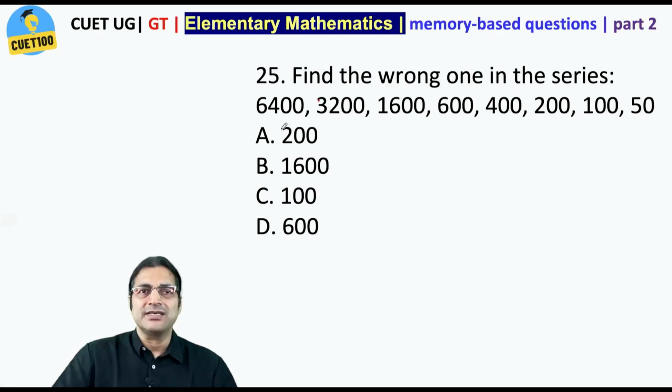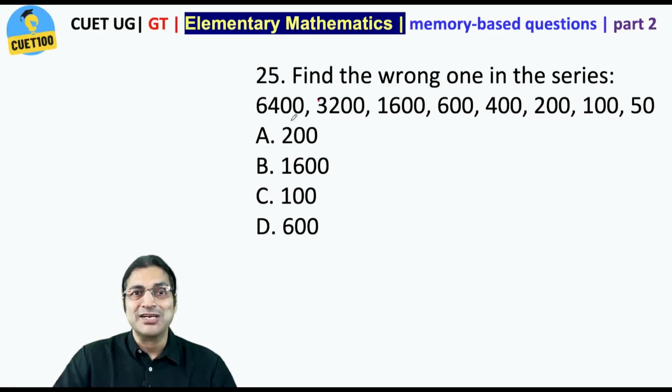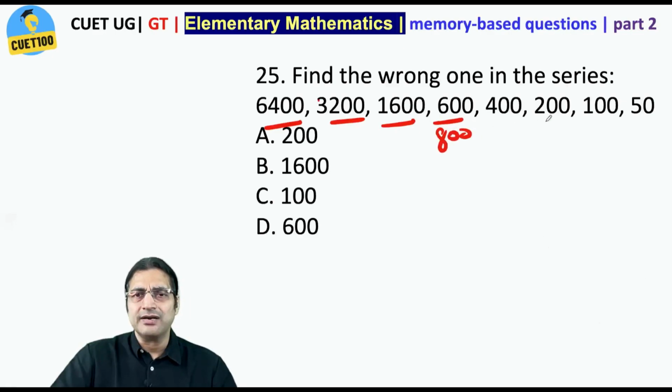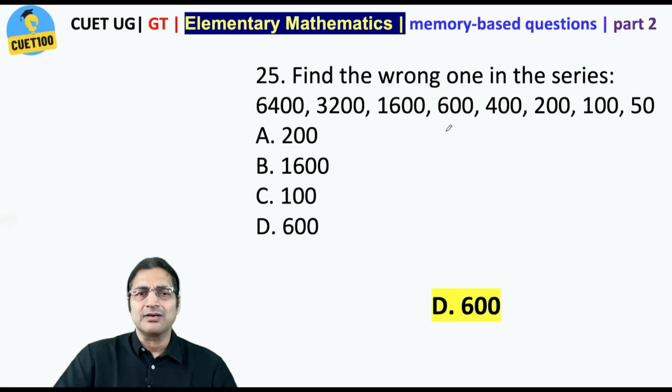Find the wrong one in the series. Wrong one is a term used in cricket also, right? Here 6400, half of that 3200, half of that 1600, half of that should be 800 here. Half of 800 is 400, half of 400 is 200, then 150. Yes, this is the wrong one, right?